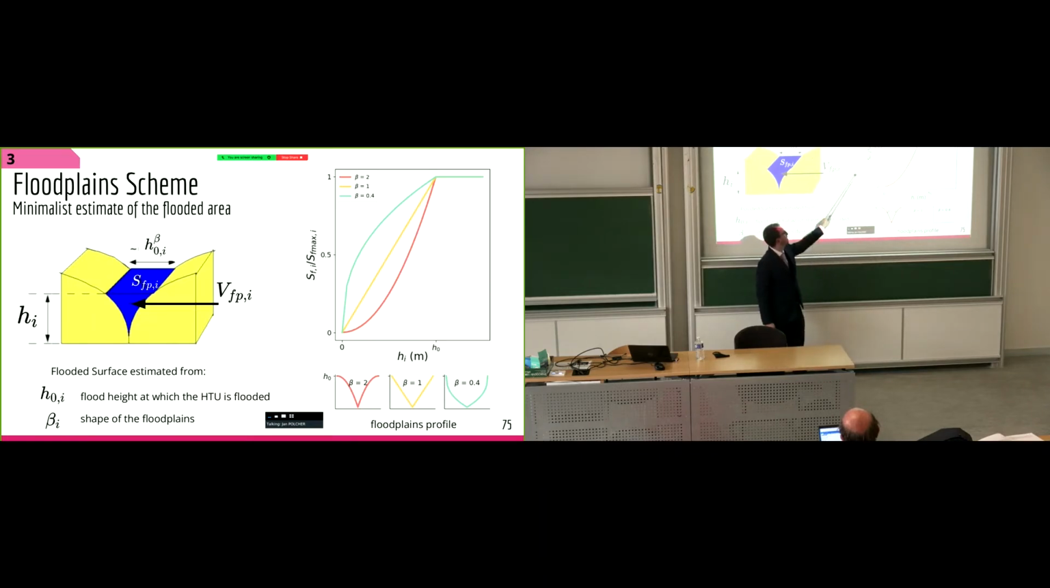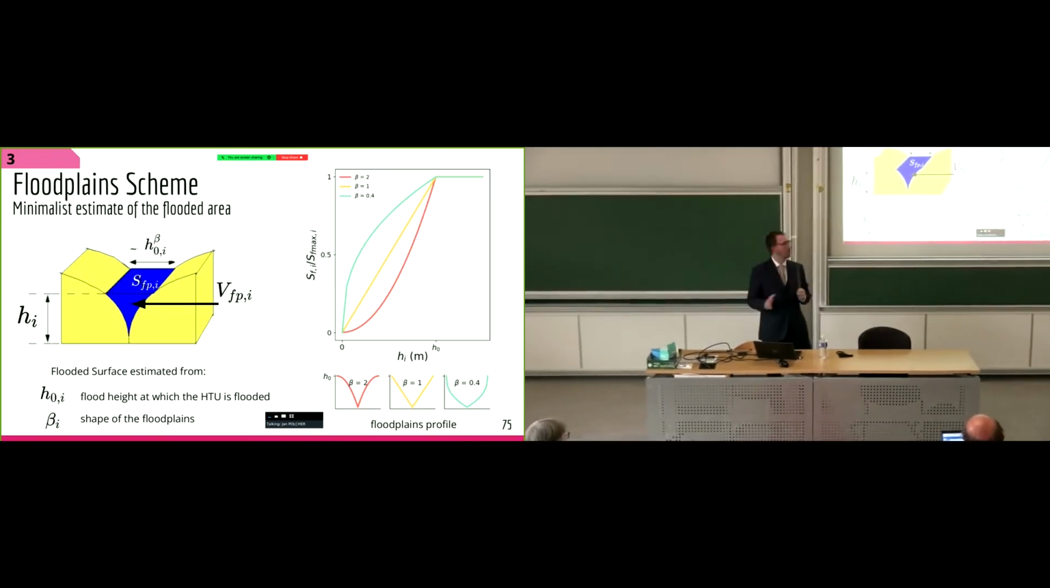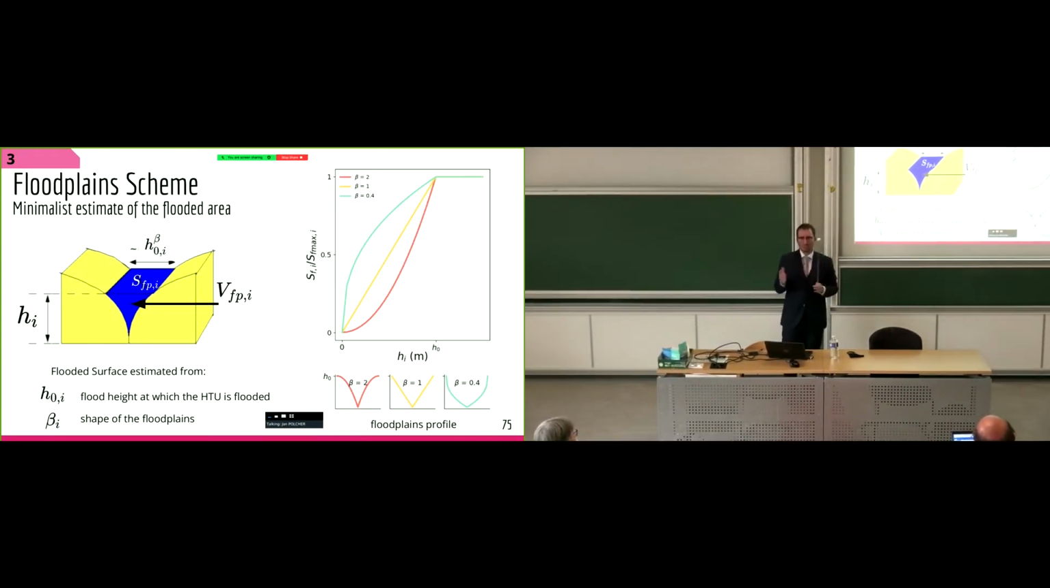And you can see that the evolution of the flooded surface depending on the volume and then on the floodplain's height will be different depending on this parameter. So it's a simple way to represent this complex relationship between the volume and the flooded surface.